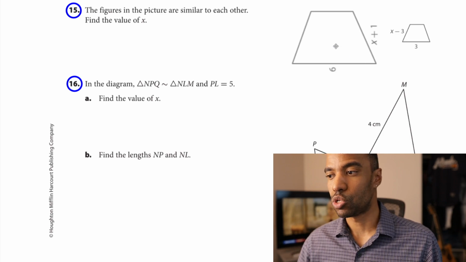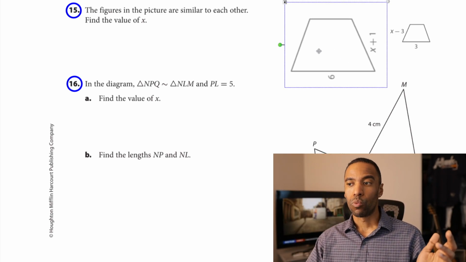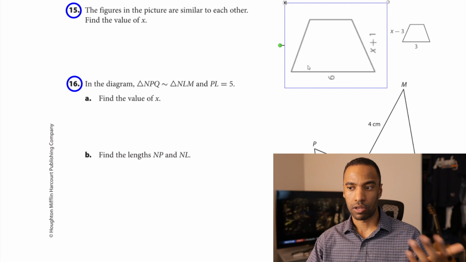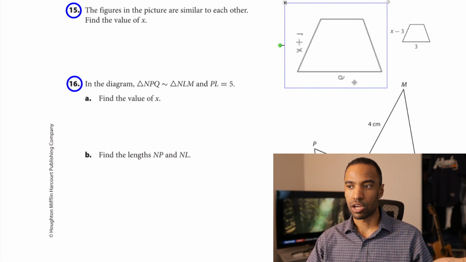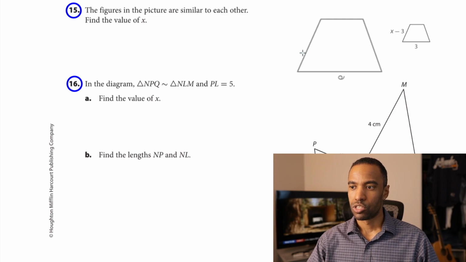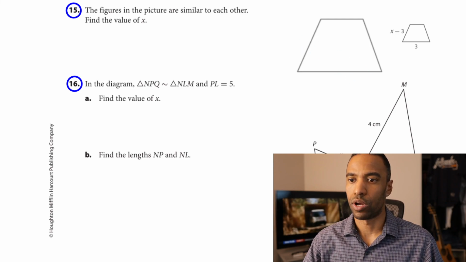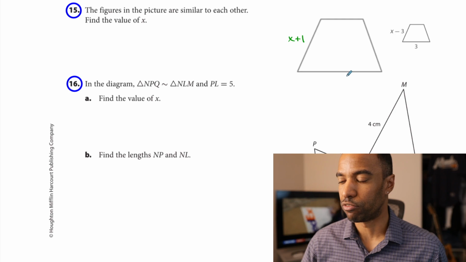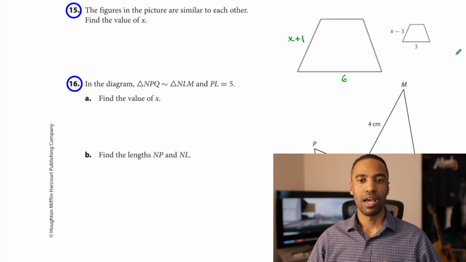However, maybe this isn't drawn the right way. Maybe we don't just rotate it, maybe we also reflect it. Maybe this thing is supposed to go this way. I know the lettering gets weird, so let me fix those. So this was x plus 1 over here after a reflection and a rotation, and this is 6.